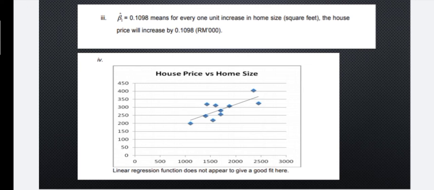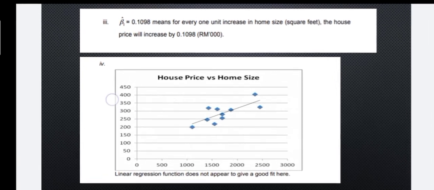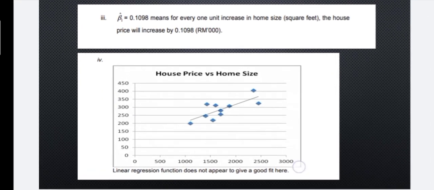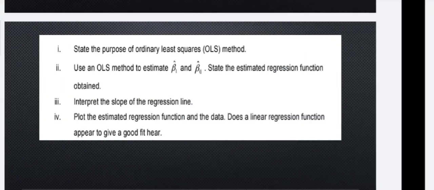Y here is house price, X here is home size. And then remember, when you draw a scatter diagram, there must be a title and labels for the y-axis and x-axis. Here there is a small mistake because there is no label for the y-axis. It should be house price here, and home size here.